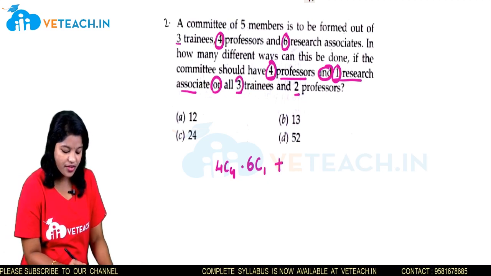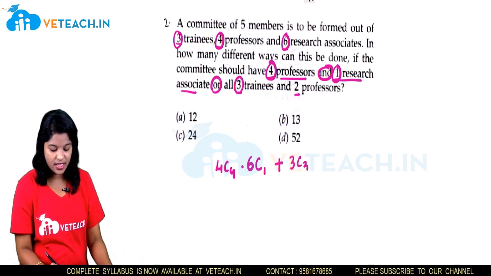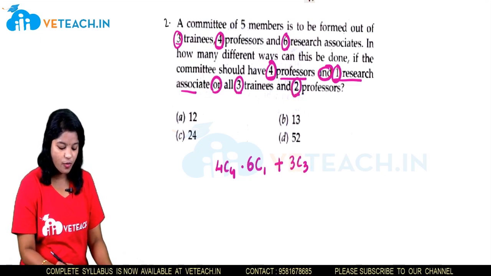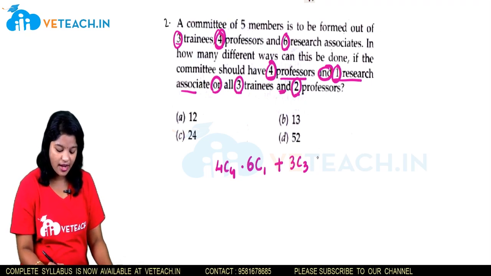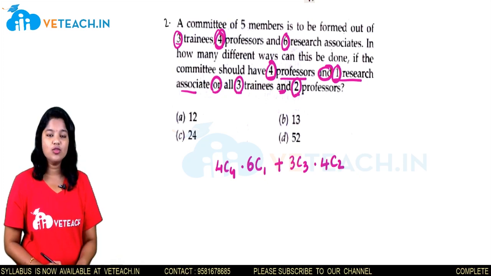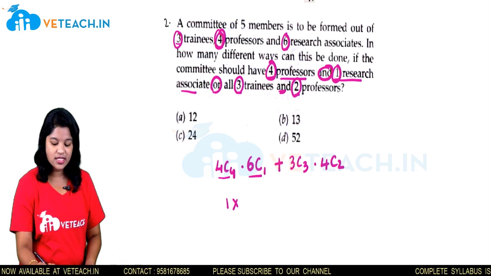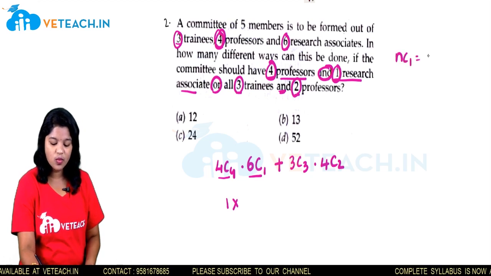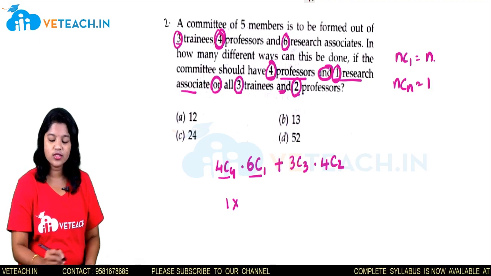You should select 3 trainees out of 3 trainees. So it is simply 3C3. You should select 2 professors out of 4 professors. So here we are having and, so write down into 4C2. Now do the calculation. 4C4 is nothing but 1 into 6C1. Whenever we are having nC1, that is nothing but equal to n. And nCn is equal to 1.